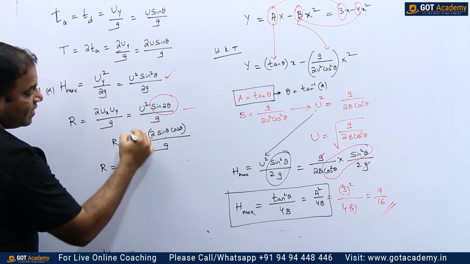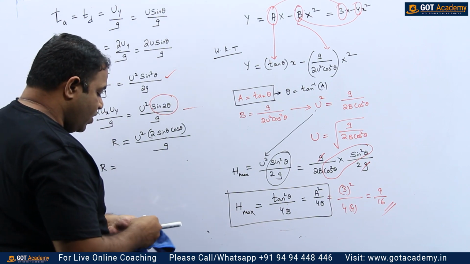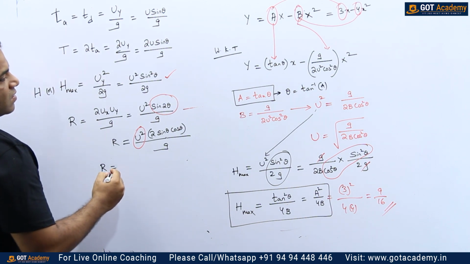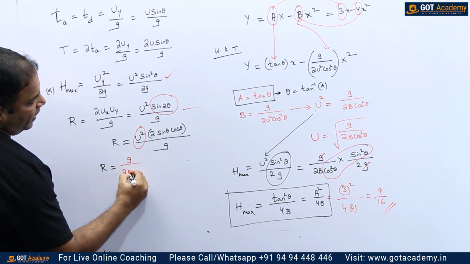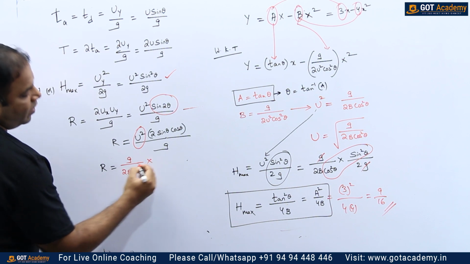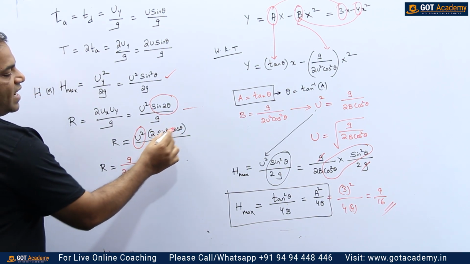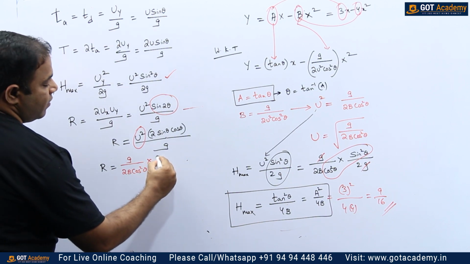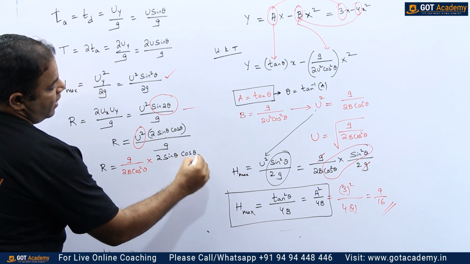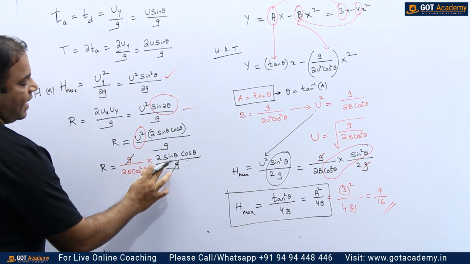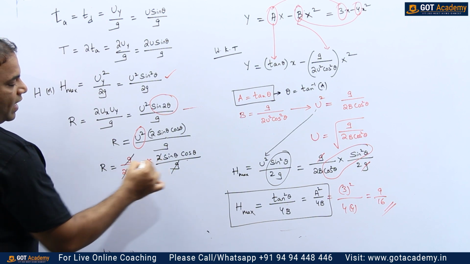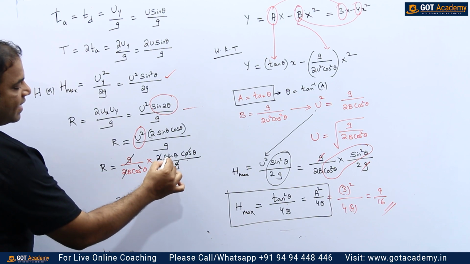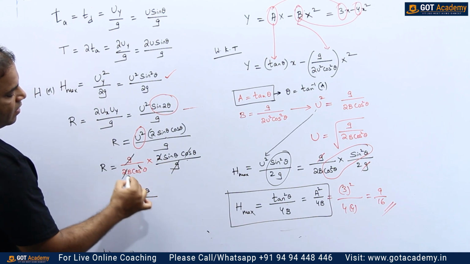So, r is equal to, in place of u square, I have to substitute here. What I am going to get is g by 2b cos square theta into the remaining part, 2 sin theta cos theta by g. So, g cancels, the 2 cancels, and a cos cancels. The remaining part is sin by cos, that is tan theta by b.